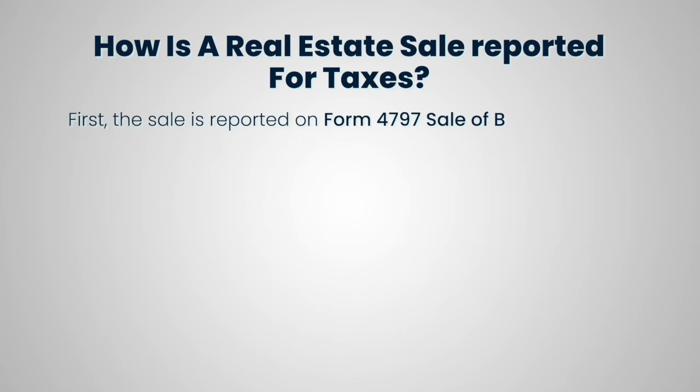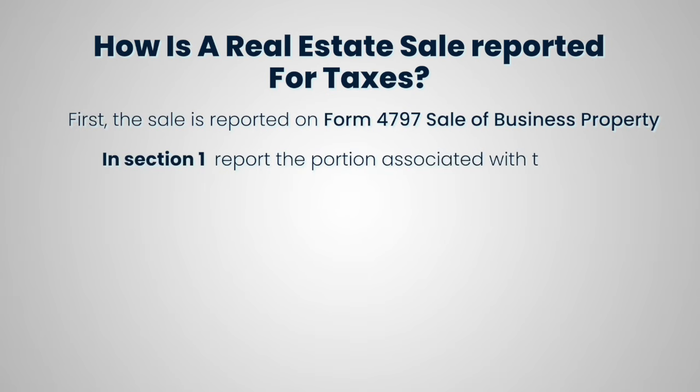So it is reported on Form 4797, sale of business property. Even though our rental property is its own category, rental property, for the asset sale, it goes on Form 4797 as business property. In Section 1, we report the long-term portion of the land sale.